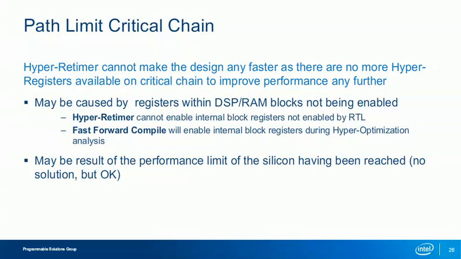In still other cases, the path limit critical chain may be due to DSP and RAM block registers not being enabled. This is because the hyper retimer cannot modify the structure of DSP and RAM blocks. So if their registers are not enabled by the design itself, then there is nothing else the hyper retimer can do to them. So it will report the path through the DSP or RAM block as a path limit critical chain. Fast forward analysis will turn these registers on just to show you the performance gain that is possible if you modify your design to enable them.